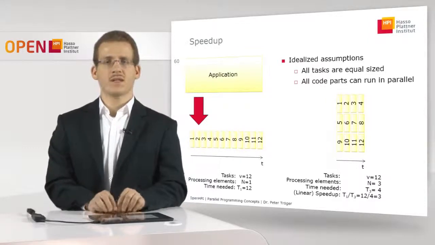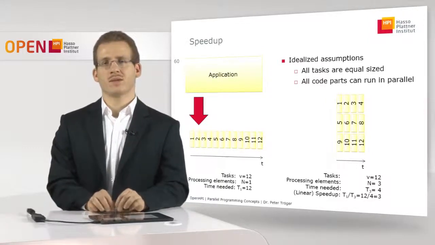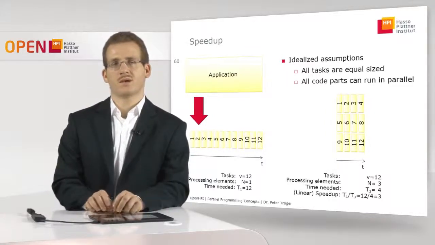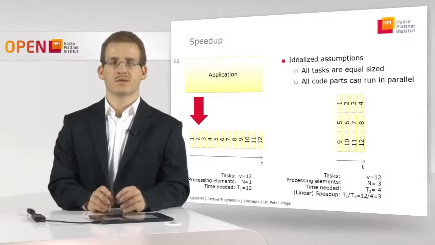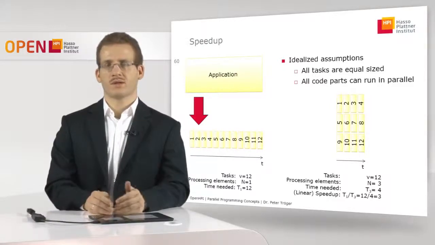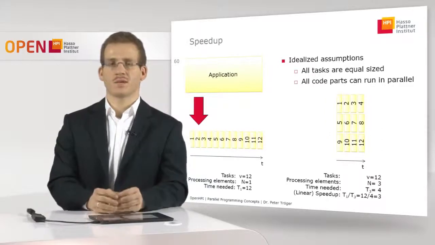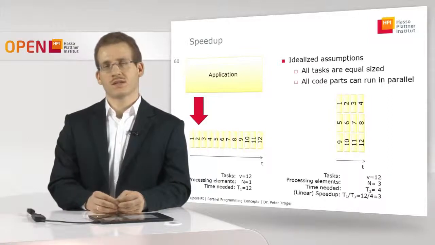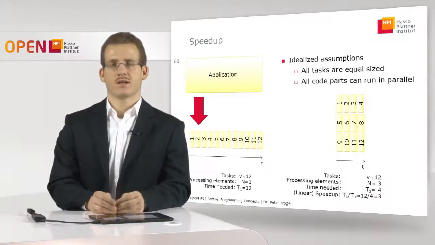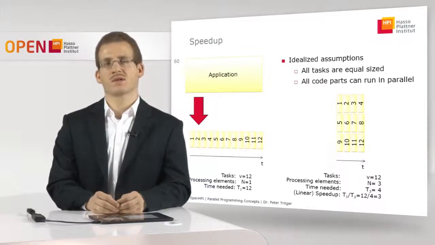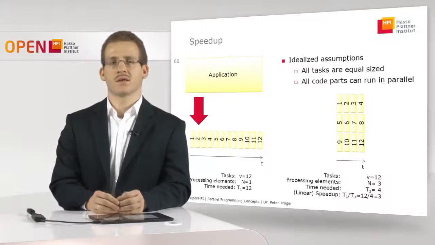The definition of speedup is the comparison between the situation where we have only one processing element and the situation where we have multiple of them. So the speedup is computed by dividing the time needed with one processing element by the time needed with n processing elements. In this case, we get a speedup of 3. One interesting aspect here is that with this idealized assumption of equal-sized parts, the speedup is equal to the number of processing elements you use in your parallel setup.